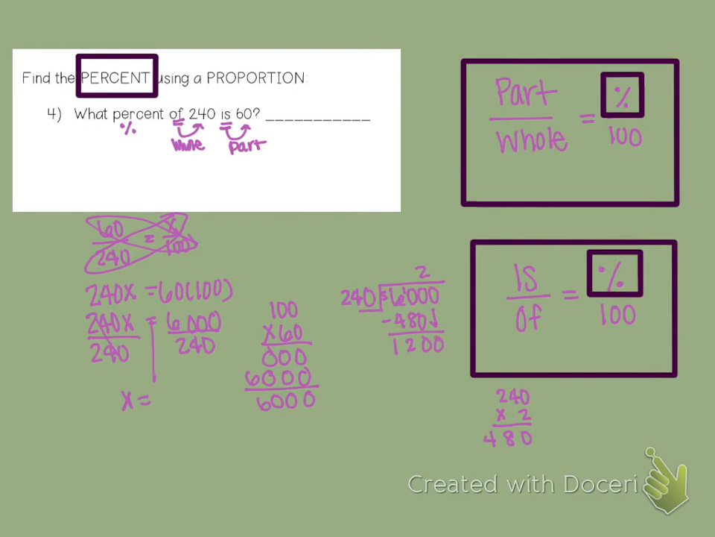So bring this down, and then we need to know how many times 24 goes into 1200. So we're going to come over here, and I'm going to guess 5. Okay, so 5 times 0 is 0. 5 times 4 is 20. 5 times 2 is 10, plus 2 is 12. Oh, looky there. Exactly 5 times, minus 1200 is 0. So we have x equals 25.